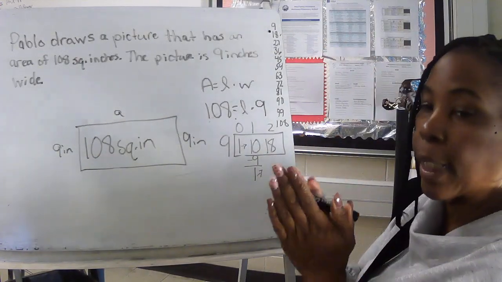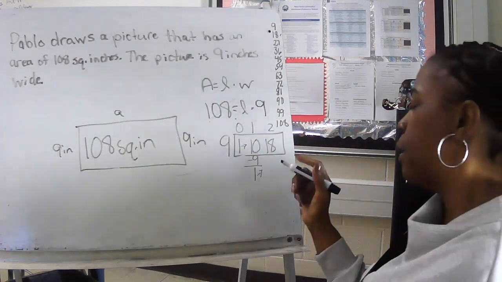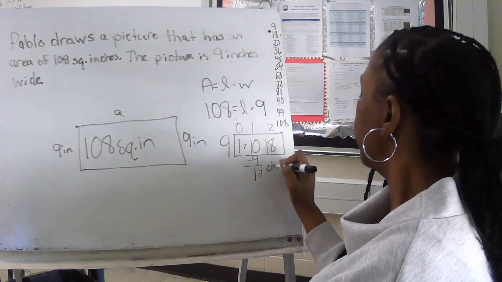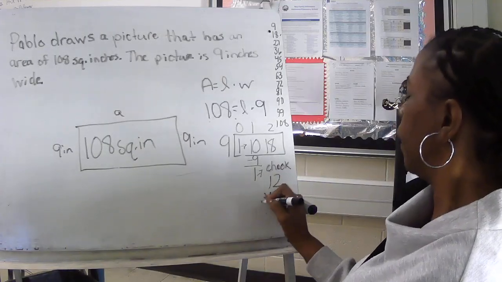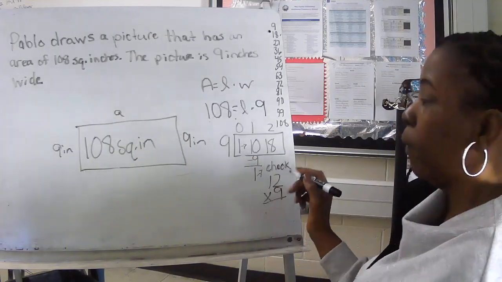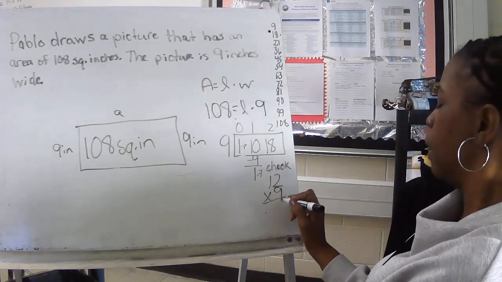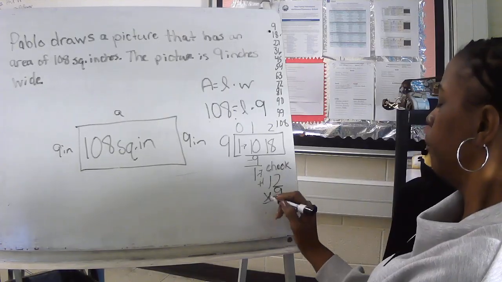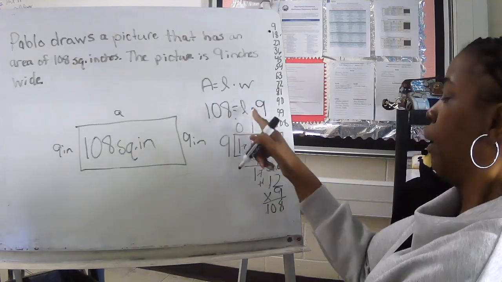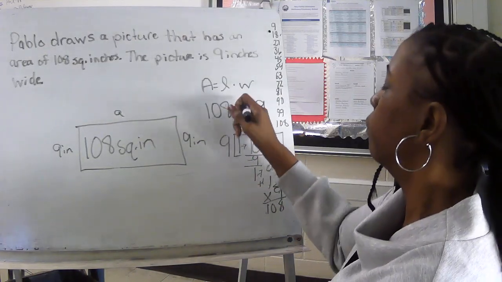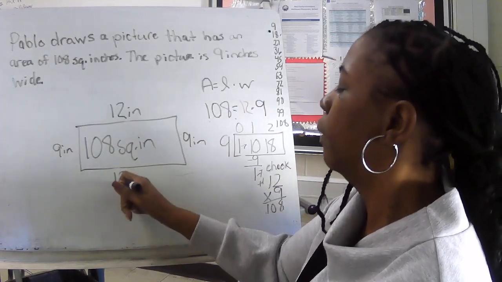Now we must check. Checking is part of division. You cannot just get an answer and say, oh, my answer is 12. You must absolutely check it. So we're going to write check, and we're going to take our quotient, which is 12, multiply it times our divisor, which is 9. And if we get 108, that lets us know that our quotient of 12 is correct. Okay, 9 times 2 is 18. Carry the 1. 9 times 1 is 9, plus 1 is 10. 108. So that means L is 12. So that means the length is 12 inches on both.